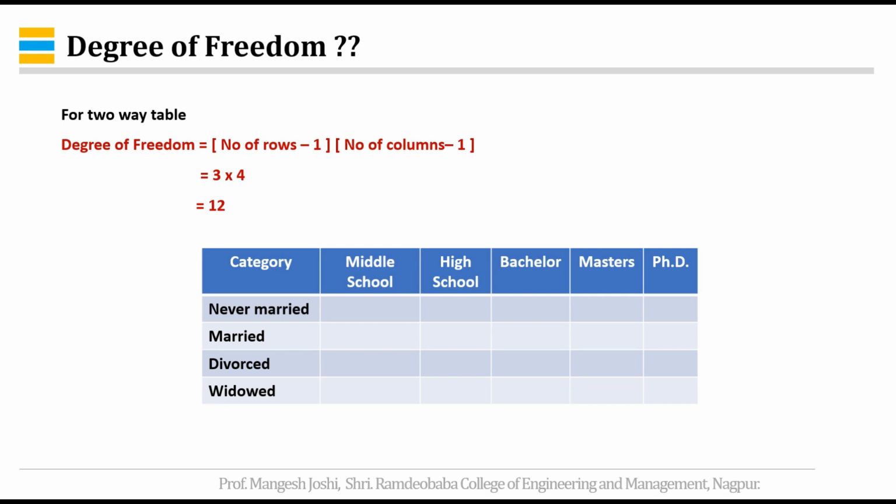So for a two-way table, what is the degree of freedom? It is the number of rows minus 1 multiplied by the number of columns minus 1. So if this is another example in which you are checking the marital status against the qualification, you have a total of 4 rows and 5 columns. So that's why this is 3 into 4, that is 12.